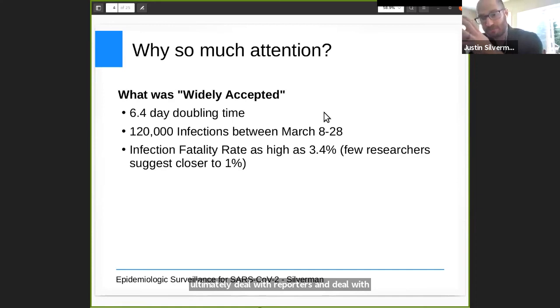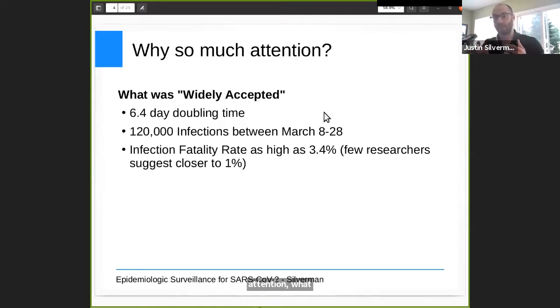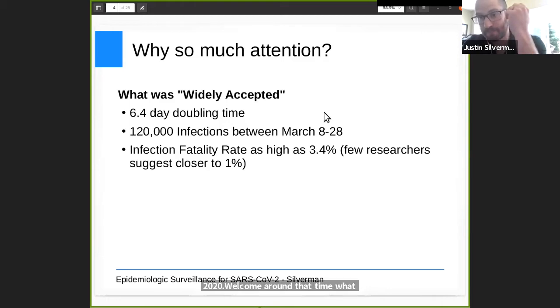So to give you some context as to why this got so much attention, what did we find? I want to just rewind to what we believed was happening with COVID-19 back in March of 2020. Well, around that time, what was widely accepted was that the virus had a 6.4-day doubling time.